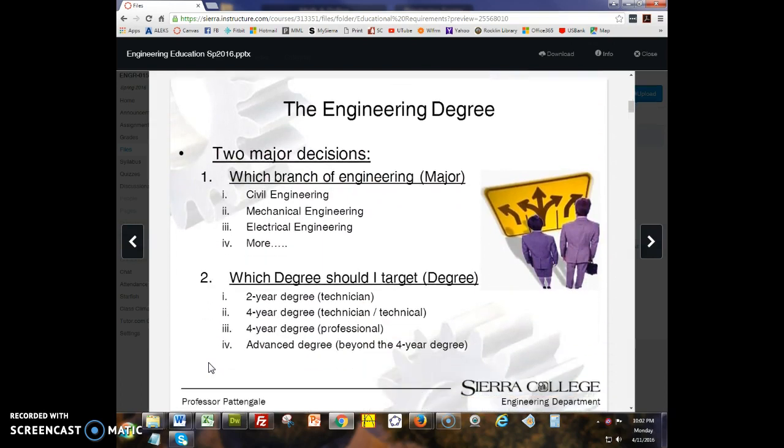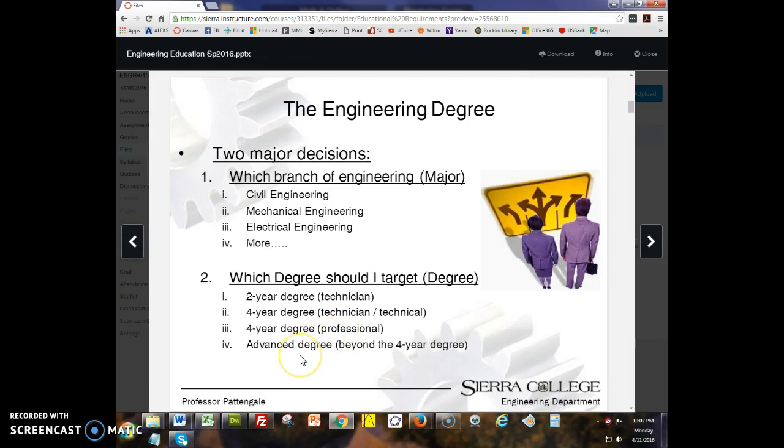So the engineering degrees, there's two basic types, a 2-year degree and a 4-year degree. The degree we would suggest you go for is this 4-year professional degree. That's the basic bachelor's degree. At Sierra College, we have a 2-year degree that you can get to be an engineering technician. And then there are some 4-year degrees that are considered technical degrees, a little lower than the professional degree. That would be something like construction management.